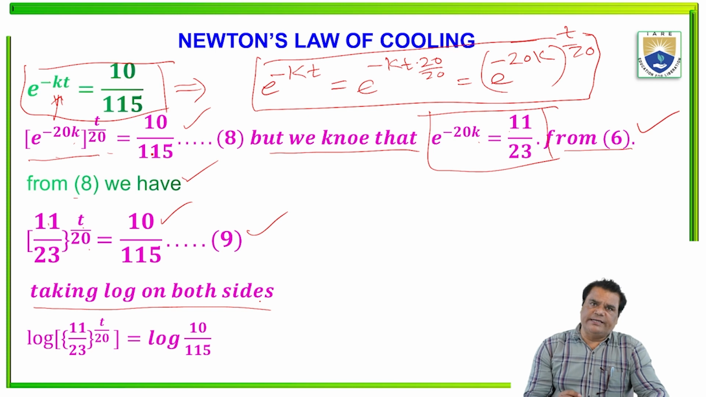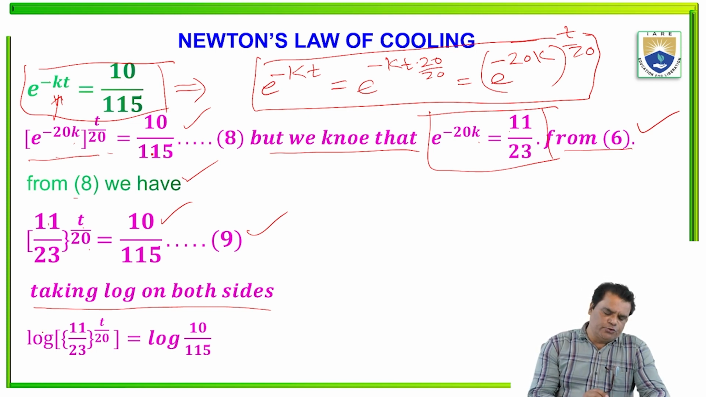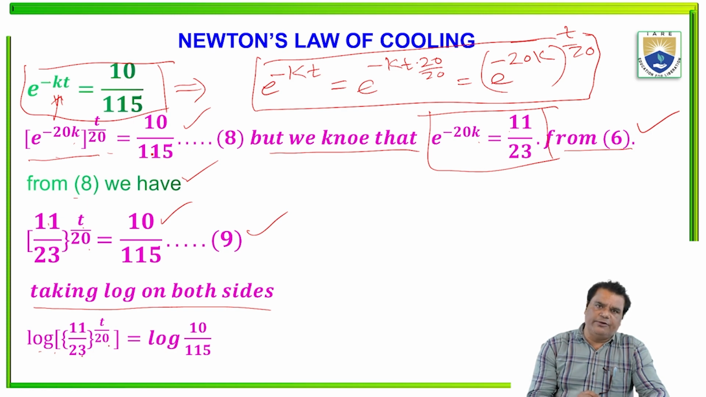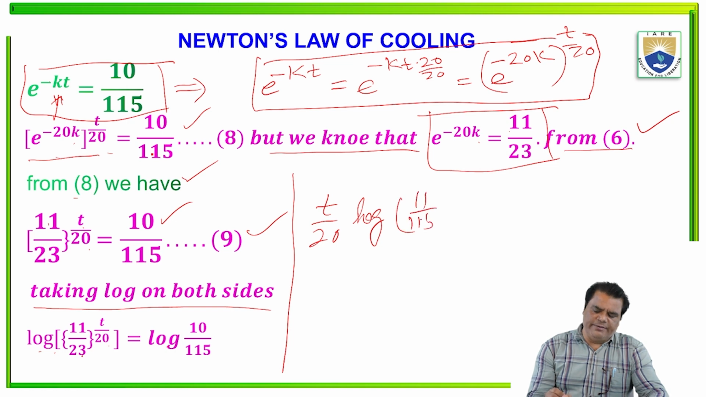Taking log on both sides to find t. Log on both sides: so log of 11 by 23 whole to the power t by 20 equal to log 10 by 115. So now the power comes before the log. So t upon 20 and log 11 upon 23 equal to log 10 upon 115.